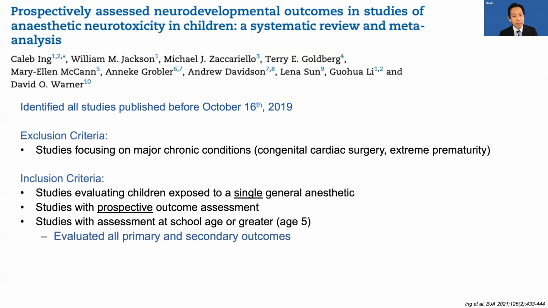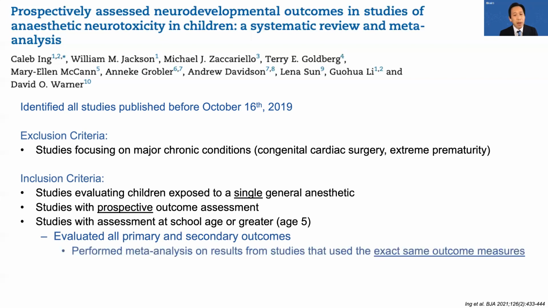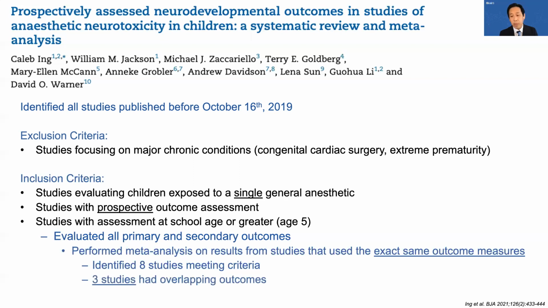After identifying these studies, we evaluated all the primary and secondary outcomes in these studies. We performed meta-analyses on the results from these studies that used the exact same outcome measures. The reason why we did this is because we wanted to have the cleanest study possible. We wanted to ensure that we were comparing apples and apples and not apples and oranges. Overall, 8 studies met the inclusion and exclusion criteria. And of these 8 studies, there are 3 studies that had overlapping outcome measures.